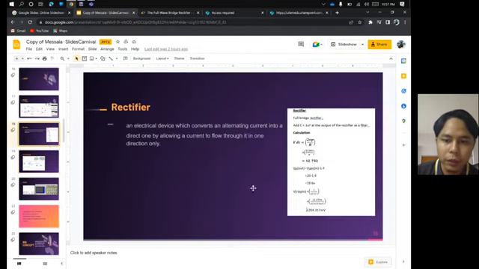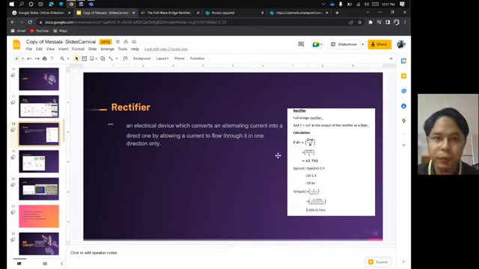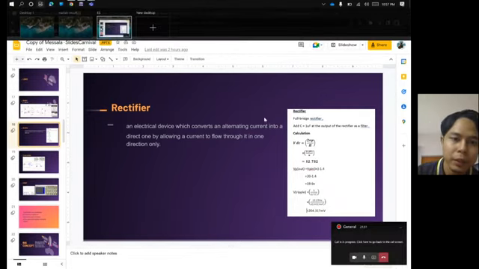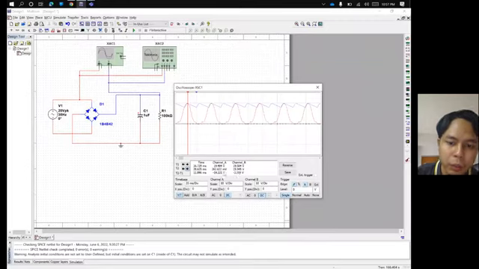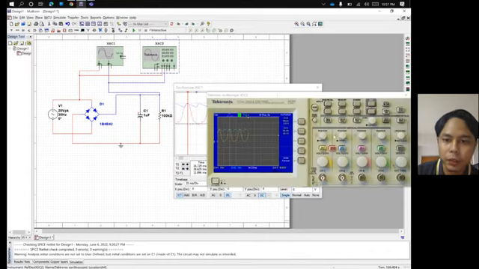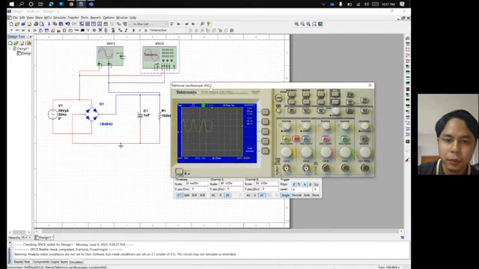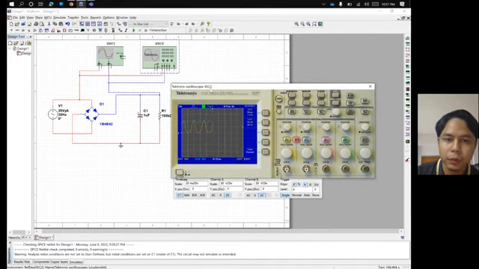Let's calculate over here. The ripple voltage is 200 millivolts. So in theory, the ripple voltage is around 200, but in the simulation that we got, we have here 262 millivolts. And for the Tektronix, we can see the output over here is quite the same.